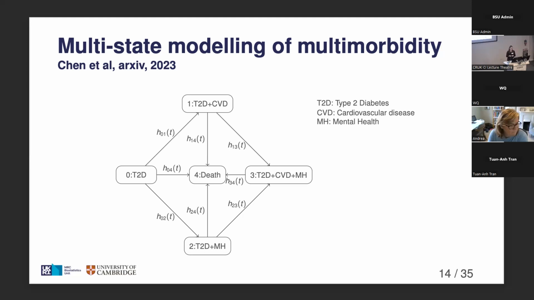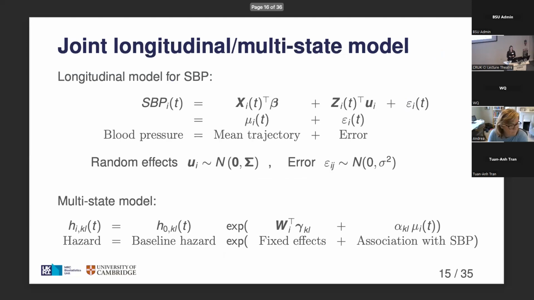So the question Cedar was working on was to work out the association of all these transitions with blood pressure. And to do that, you can fit a joint longitudinal multi-state model. The longitudinal model here is very similar to what we had before. It's a mixed effects model with some fixed and some random effects, which you can combine into this mu_it, which is the mean trajectory for individual i, going back to a homoscedastic error term here.